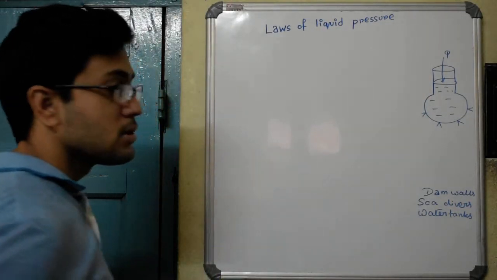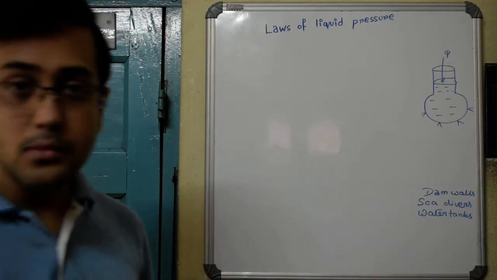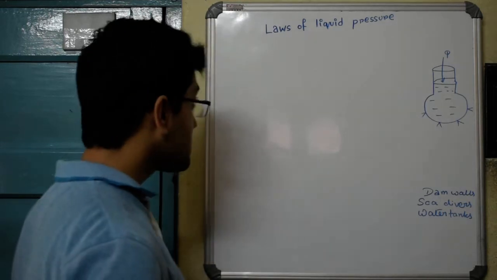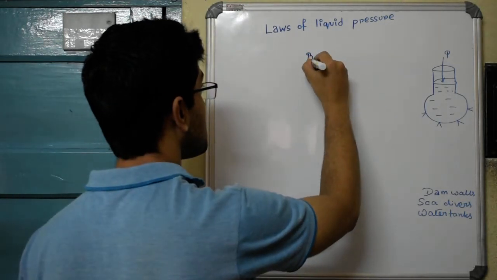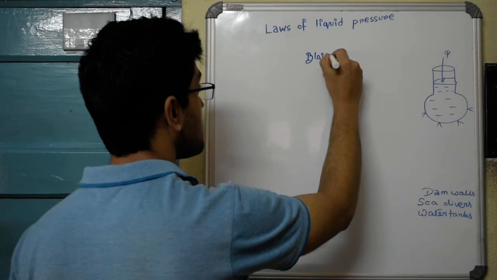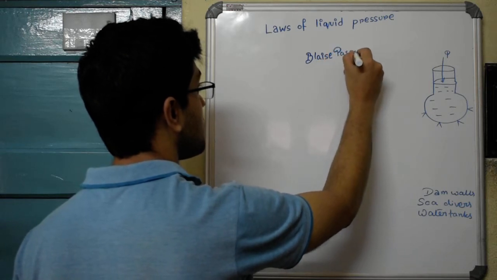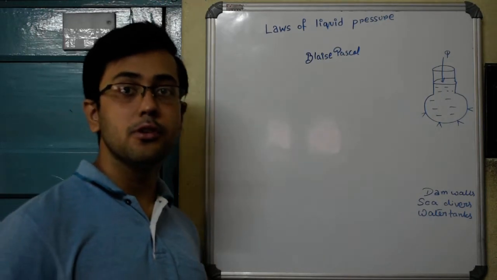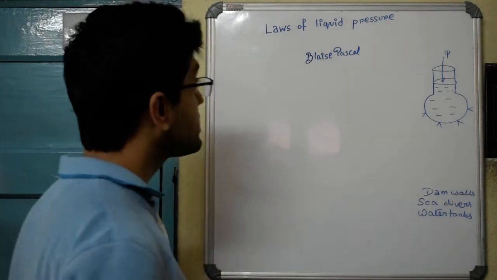Which brings us to our next area, which is known as the Pascal's law. So Pascal's law was basically named after this French physicist by the name of Blaise Pascal, and it is after him the unit of pressure is also named. So what is this Pascal's law?